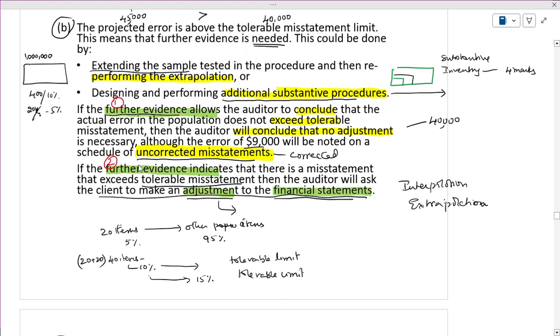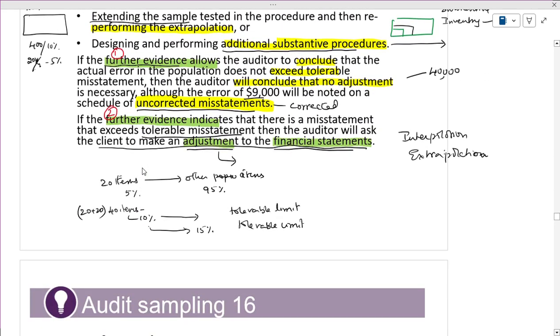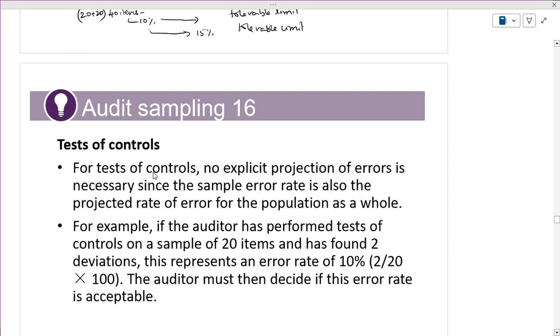Just when you are doing it, compare and read side by side the test of details and the test of control. What is the test of control? No explicit projection of errors is necessary. Especially, we should not do any projections here, since the sample rate is also the projected rate of error for the population as a whole. Exceptionally, no projections.